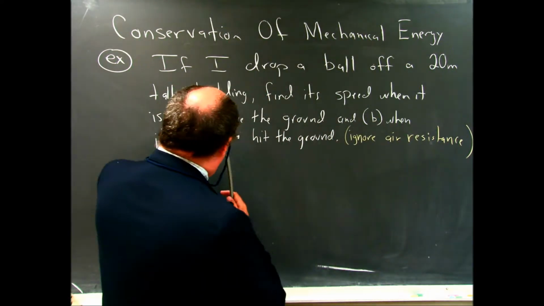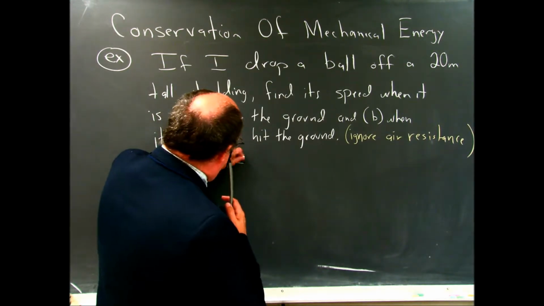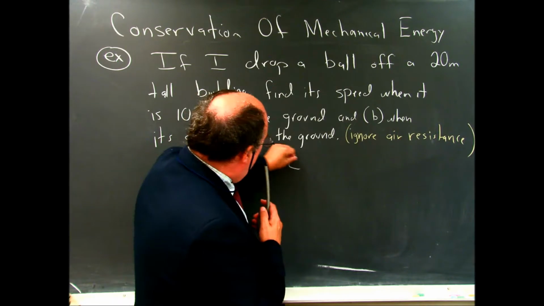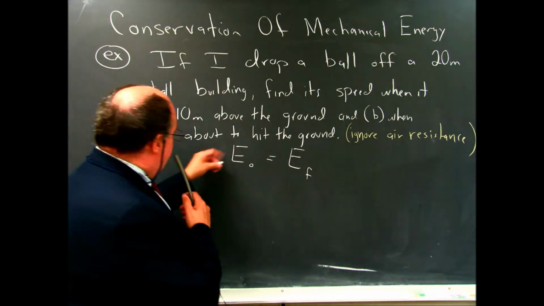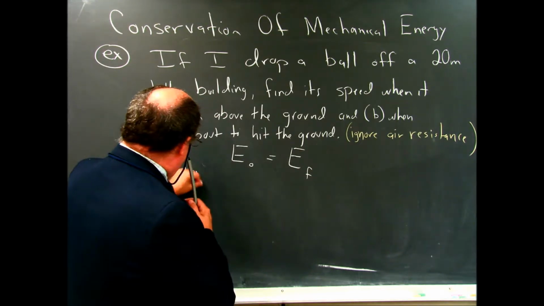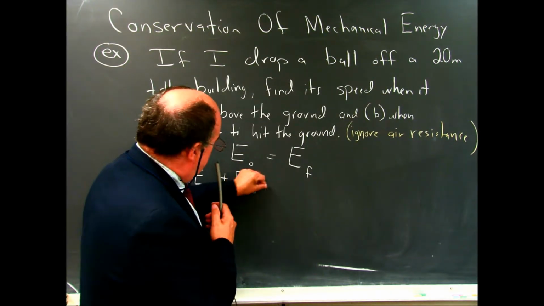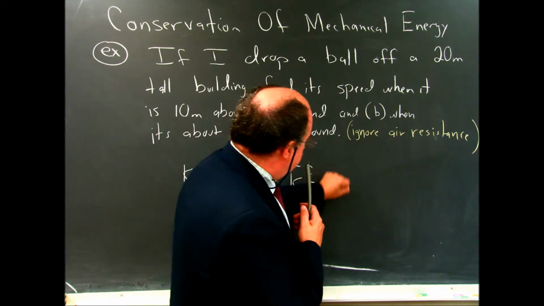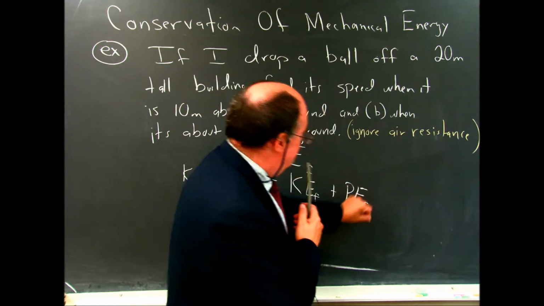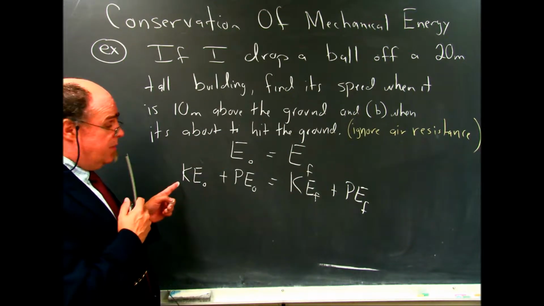So if I write out the formula, it basically says for non-conservative forces that the total initial energy will equal the total final energy. If I expand upon that, that would be the kinetic energy at the beginning plus the potential energy at the beginning equals the kinetic energy at the end plus the potential energy at the end. Okay, so this is the idea of conservation of mechanical energy.